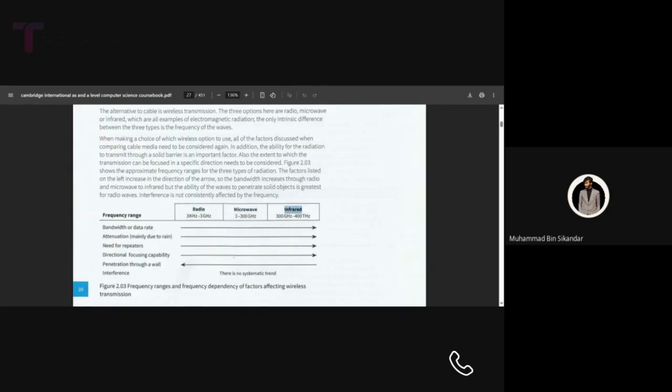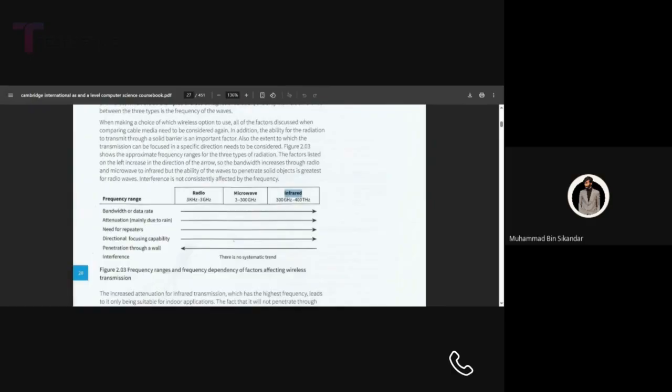This comparison gives you, if for example, I have radio waves, microwaves, and infrared waves, the bandwidth or data rate increases. In radio waves, it is less, microwaves much higher, infrared rays most high. Attenuation is mainly due to rain.